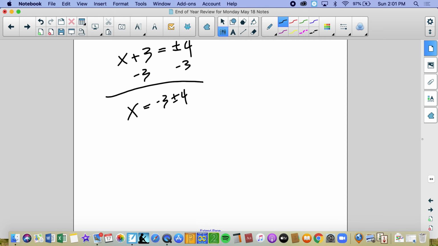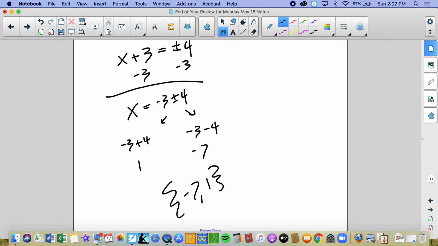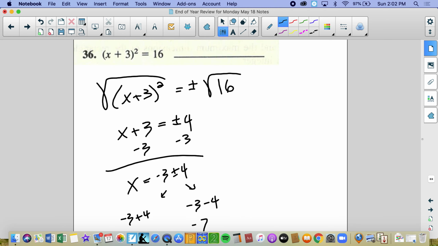So remember, this is what we did just in the last couple of weeks. We're going to separate it into negative 3 plus 4 and negative 3 minus 4. We get 1 and negative 7. So my solutions are negative 7 and 1. Negative 7 is fine, and positive 1 is fine, because we're going to square that negative value. If we plug in negative 7, we get negative 4 squared is positive 16.